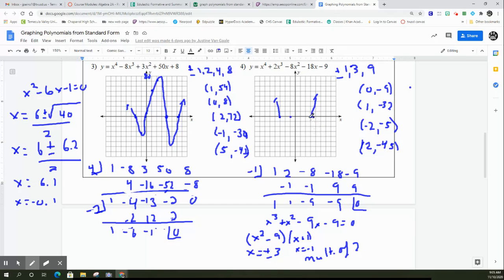I guess again, I could count by tens. So 10, 20, 30, 40, 50. So 45 would be right around there. Because at 0, -9 would be there. At 1, -32, so 32 would be right around there. And then 2, I'm sorry, 2 is -45. Let me erase that one. -2 was -5.